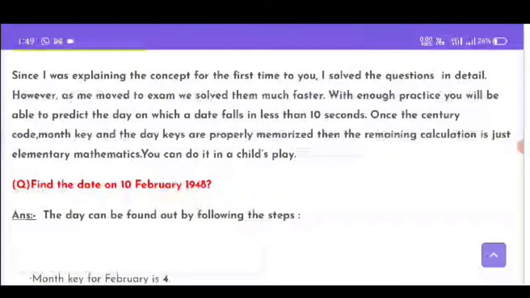With enough practice, you will be able to predict the day on which a date falls in less than 10 seconds, or more appropriately less than 5 seconds. Once the century code, month key and the day keys are properly memorized, the remaining calculation is just elementary mathematics. You can do it as child's play, right?